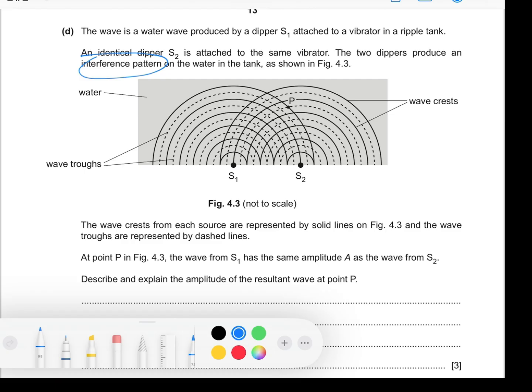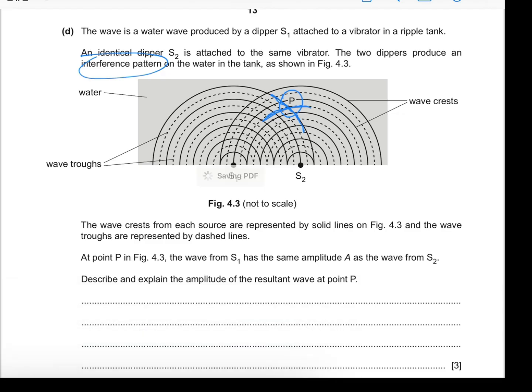The wave crests from each source are represented by solid lines on figure 4.3, and the wave troughs are represented by dashed lines. At point P, you can see the crest of the wave from S1 overlap with the trough of another wave. At point P, the wave from S1 has the same amplitude A as the wave from S2. Describe and explain the amplitude of the resultant wave at point P.